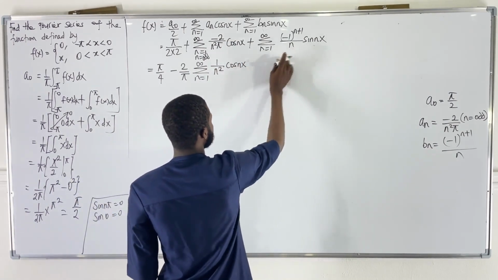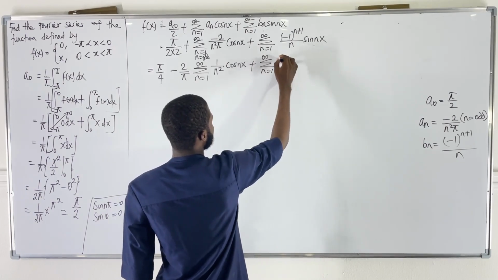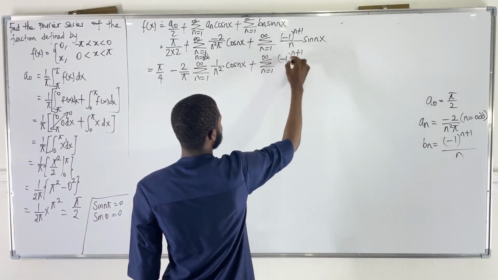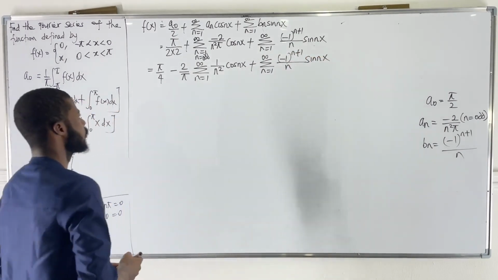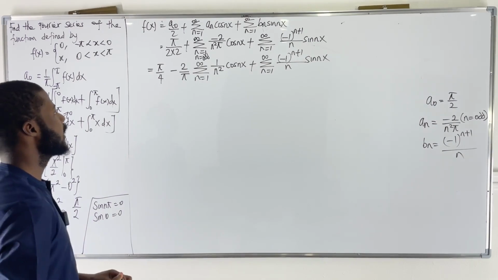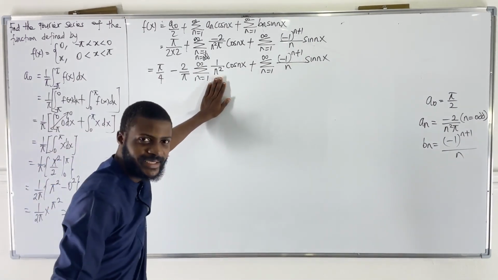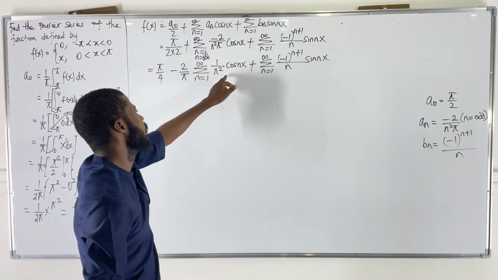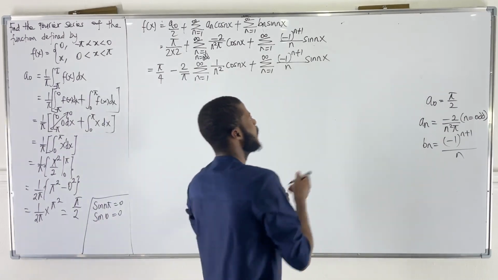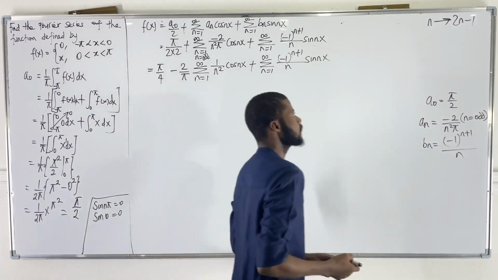Now over here there's no constant. So this is plus the sum from n equal to 1 to infinity of minus 1 to the power of n plus 1 over n sin nx. So that's what I have. Now at this point, you always remember that this will be odd. So always make sure that the value you get here is always odd. Replace n with 2n minus 1.